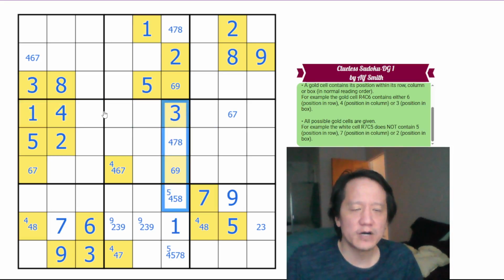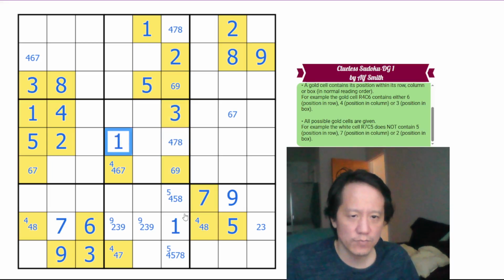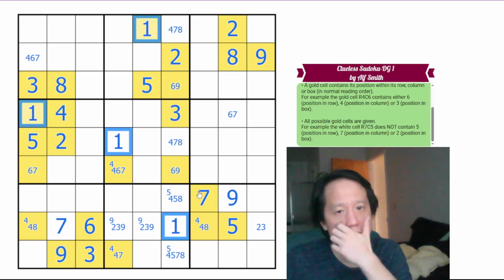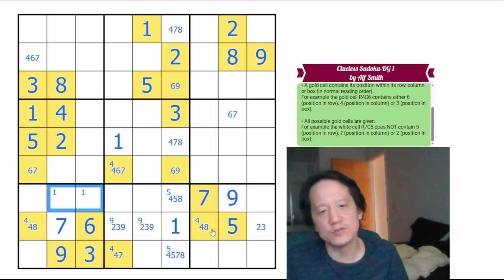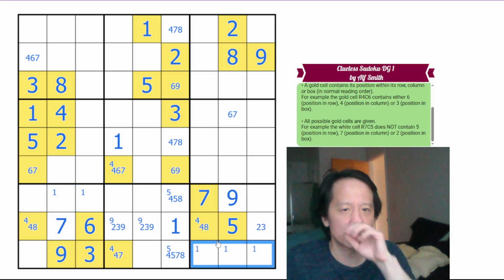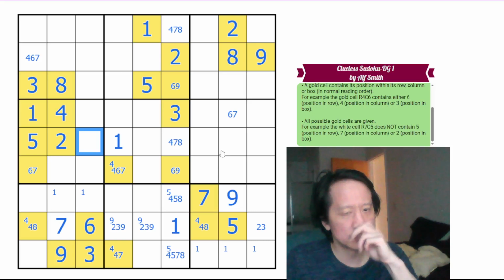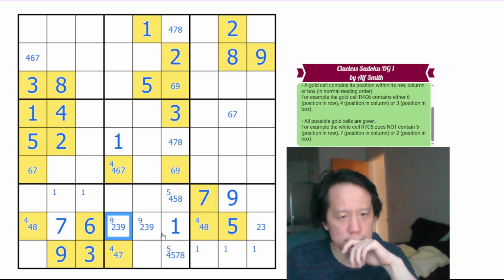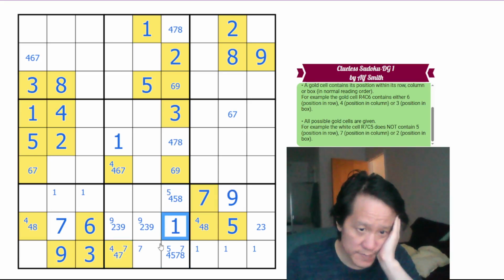Where is the 1 in box 5? Can't be here, can't be here, can't match with the gold cells, can't be here, so this must be a 1 here. Where is the 1 in box 7? It must be one of these two cells. So 1 in box 9 must be one of those 3. Seven in box 8 has to be one of those 3 digits.